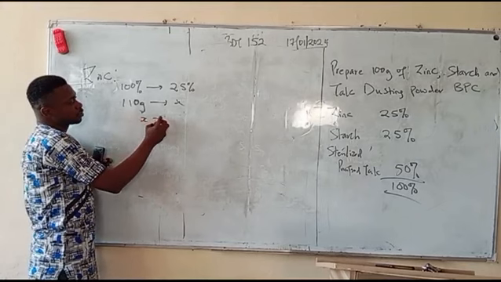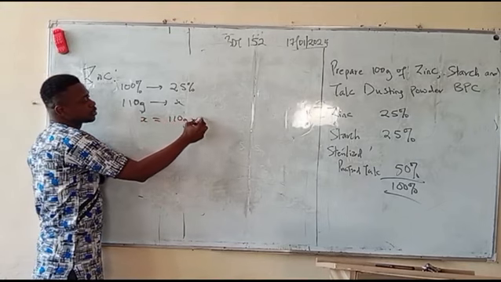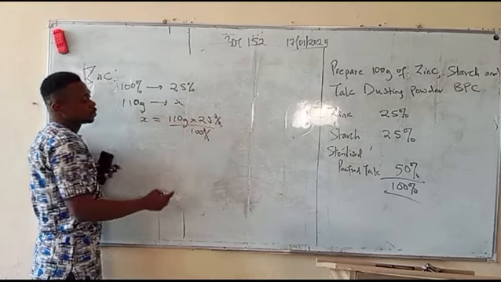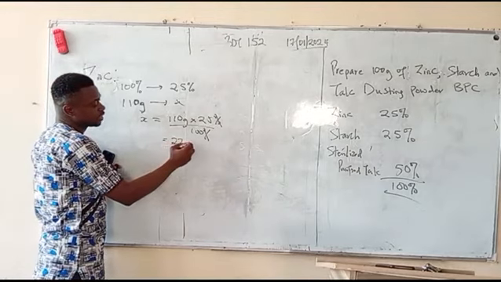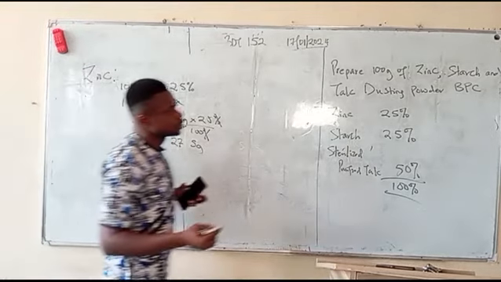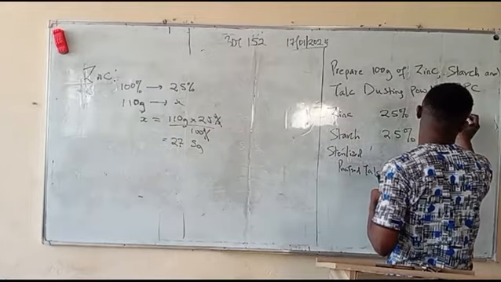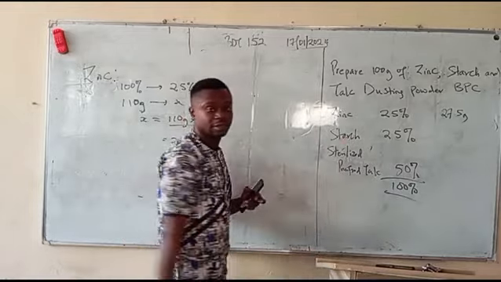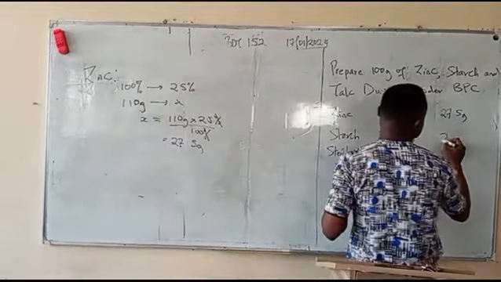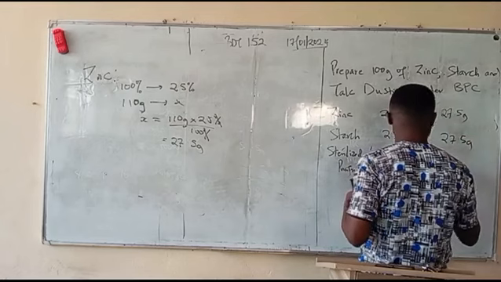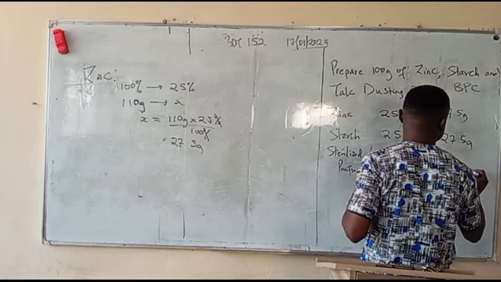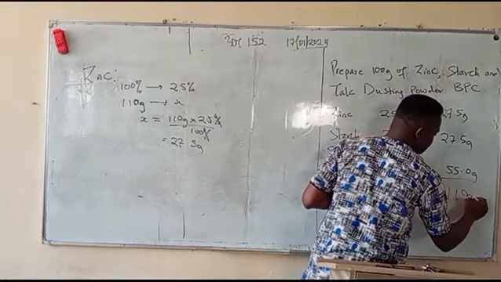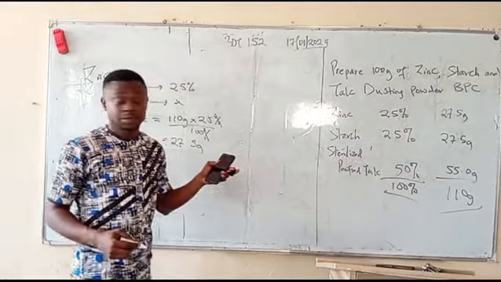So X will now be 110 grams times 25 over 100 percent. What is the answer? 27.5 grams. So here it should be 27.5 grams for zinc. So do the same thing for starch and the last one. 27.5, 55.0 grams. So adding up is 110 grams. 110 grams. Have you seen it now?